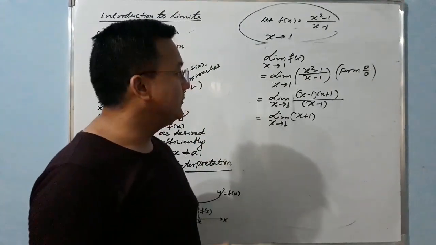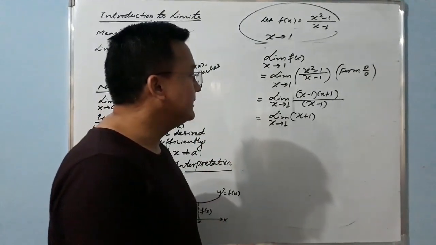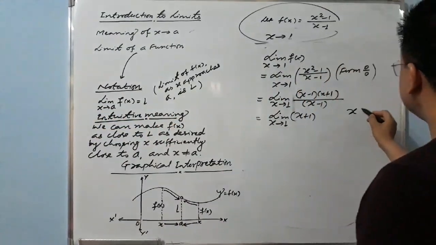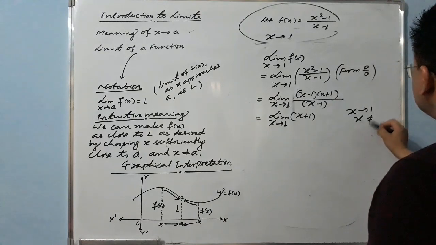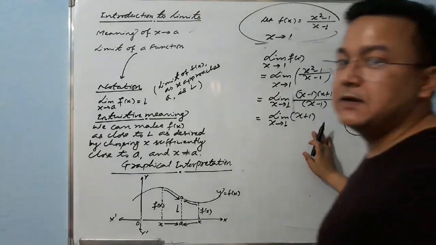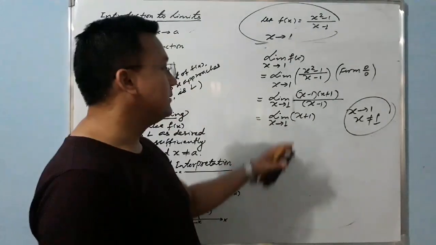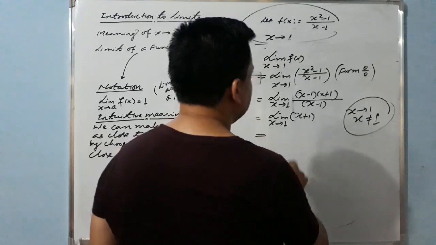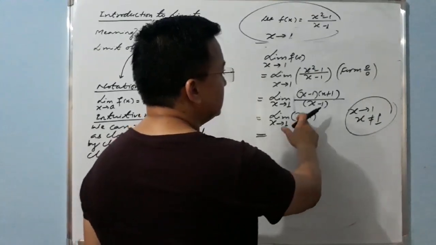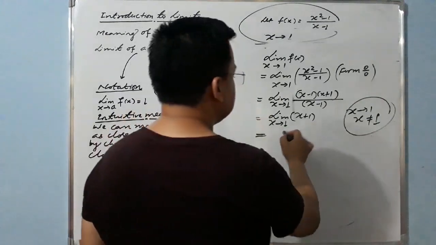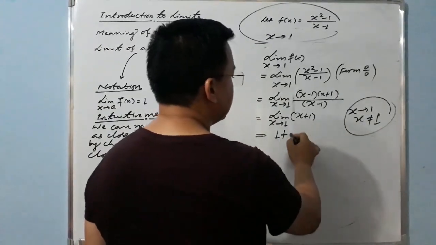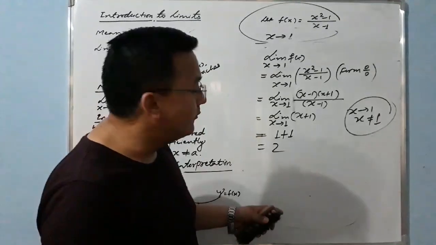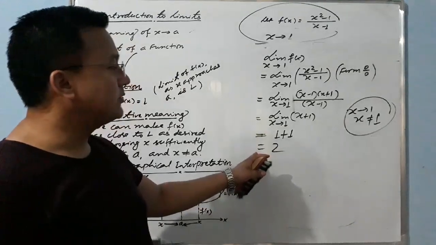Now here is a question: why have we simplified here? Because x approaches 1, but x is not equal to 1, so that's why we can simplify. This is the reason. Now, as x tends to 1, we can put 1 + 1 = 2. In the long way we also got 2, and here in the short way, 2.